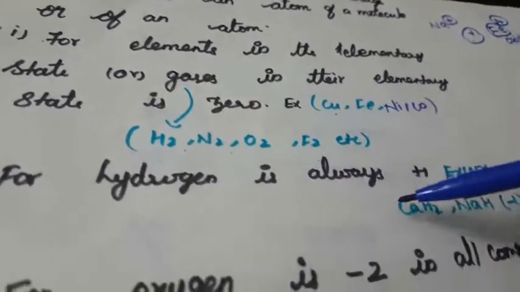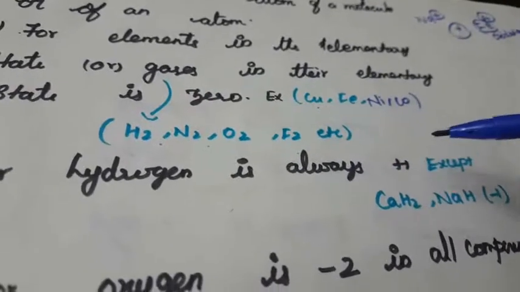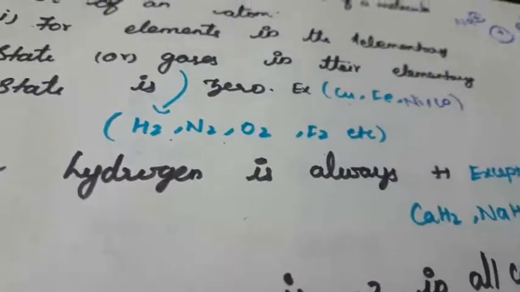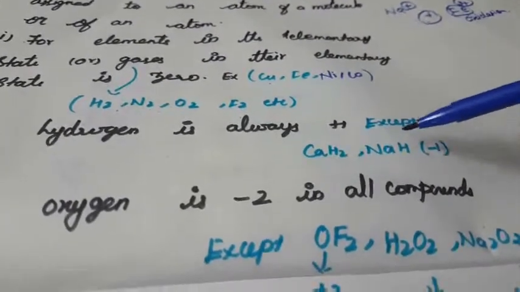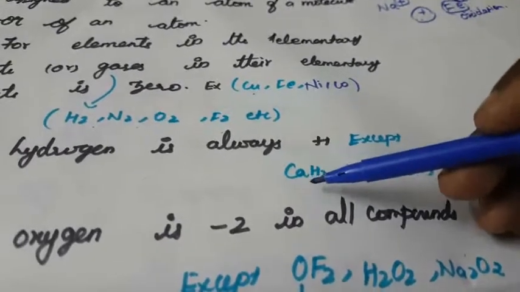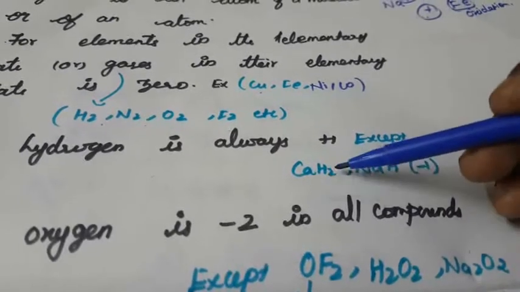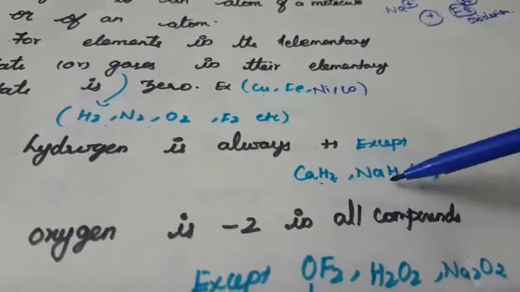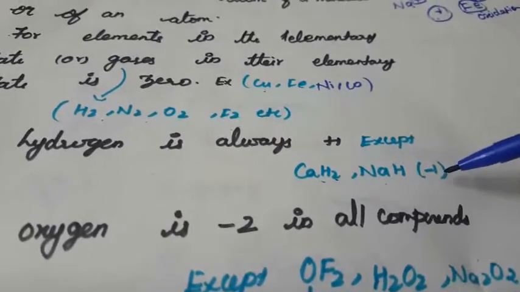Second one, hydrogen is always +1 oxidation state. Wherever hydrogen is coming, the oxidation state is always +1, except in metal hydrides. What is meant by metal hydride? A metal such as calcium or sodium combined with hydrogen: calcium hydride, sodium hydride. In this condition, the oxidation number is -1.